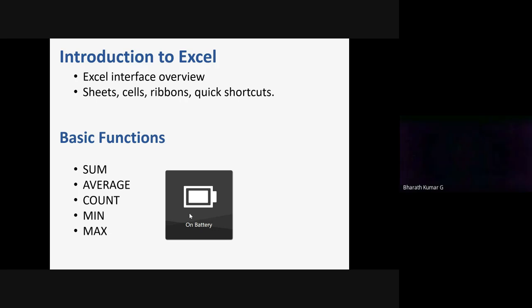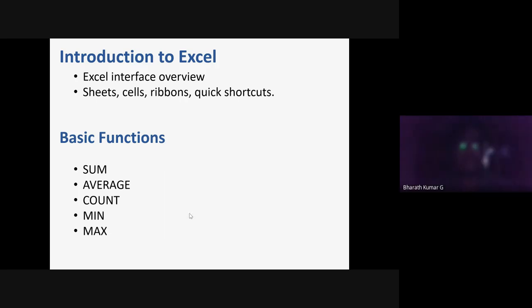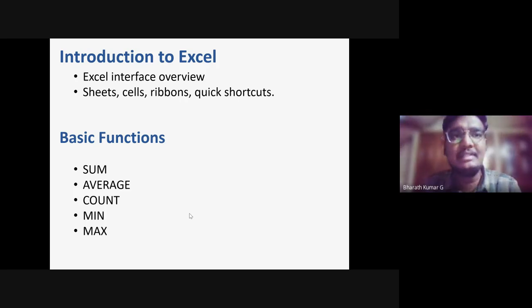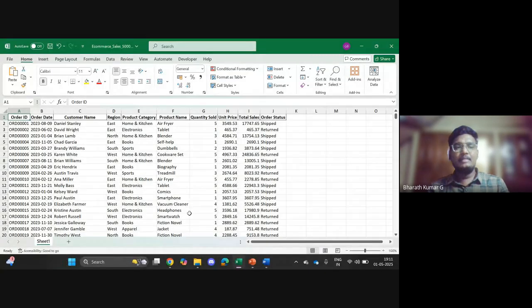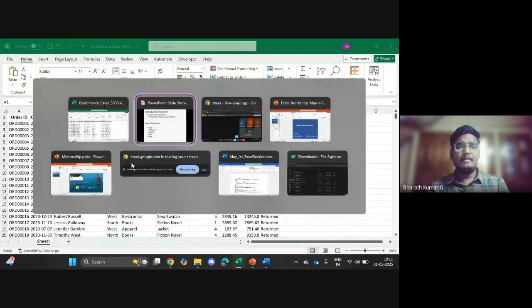Minimum will give the minimum number of things. For example, there will be sales data, so unit price will be there. If you need to know the minimum unit price in the data set, then you will use the min function, and max function vice versa. Like the highest price you need to find, you will use the max function. I will give examples and explain all these things.